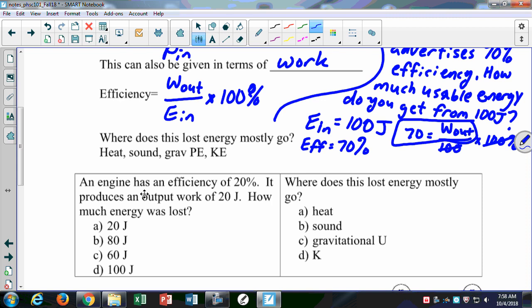If I have an efficiency of 20%, and I only get out 20 joules, how much energy did I lose? So you want to ask yourself the question, 20 is 20% of what? And that'll tell you the total amount of energy, and then ask yourself the question, well, how much energy did I lose?